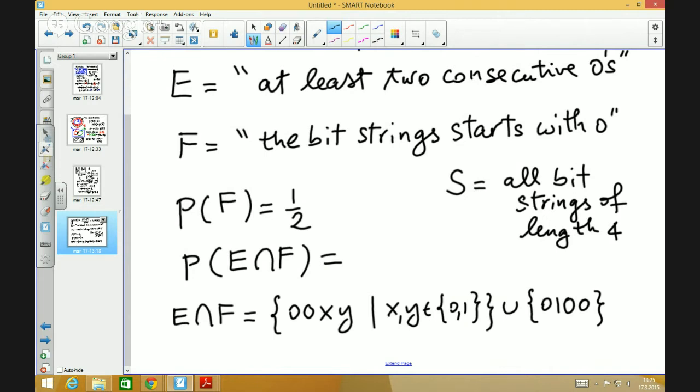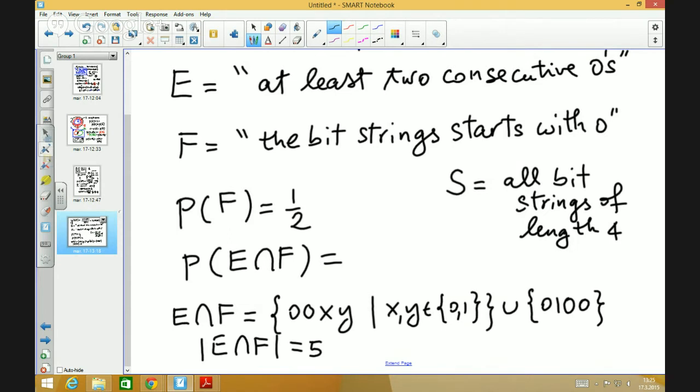So how many strings are in this set? What is the cardinality of the intersection E and F? There are 5 of them, because there are 4 in the first set and only 1 in the other set of the union. There are 4 because you can choose x, y as you like. There are 4 possible bit strings of length 2. So that's 5. I think we now know what is the probability of E intersected F.